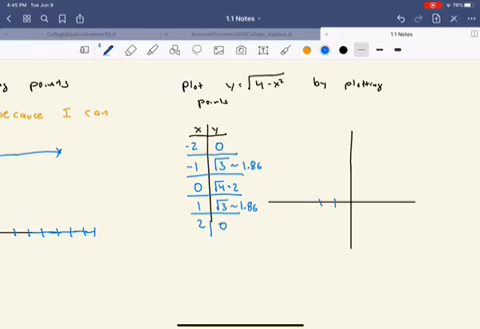So, negative 2, 0 is here. Negative 1, square root of 3, let's say, is approximately there. 0, comma 2 is here. 1, comma square root of 3 is about there. And 2, comma 0 is there.